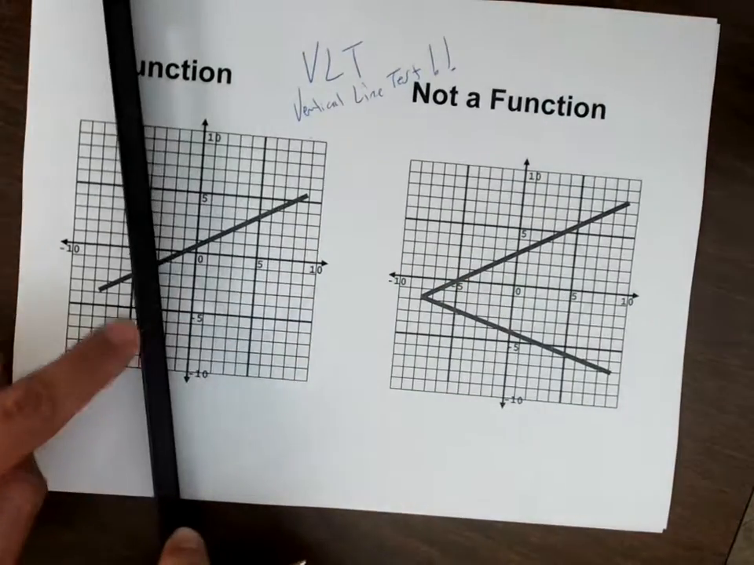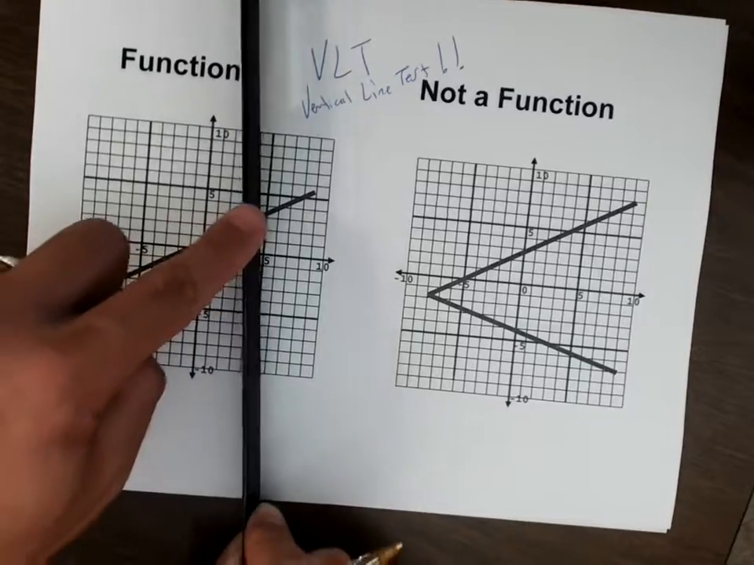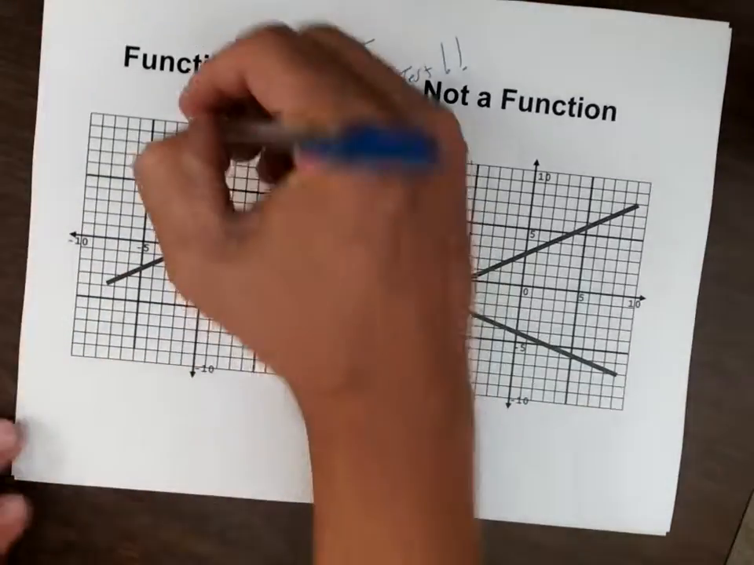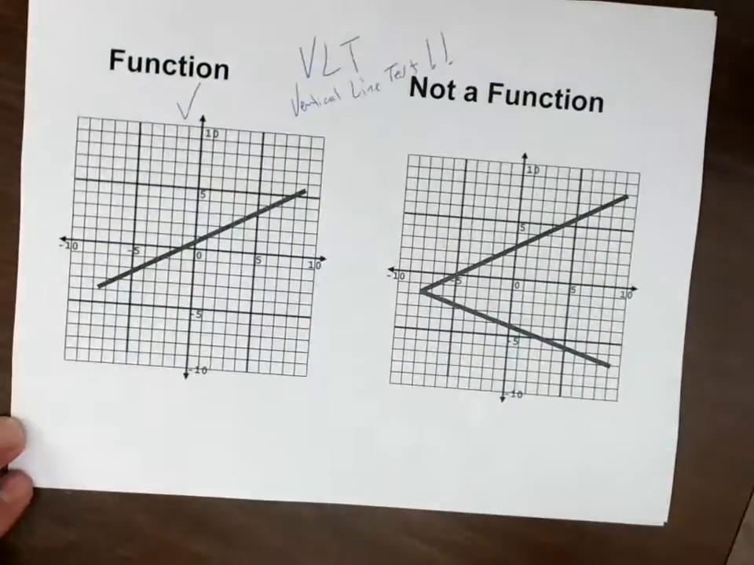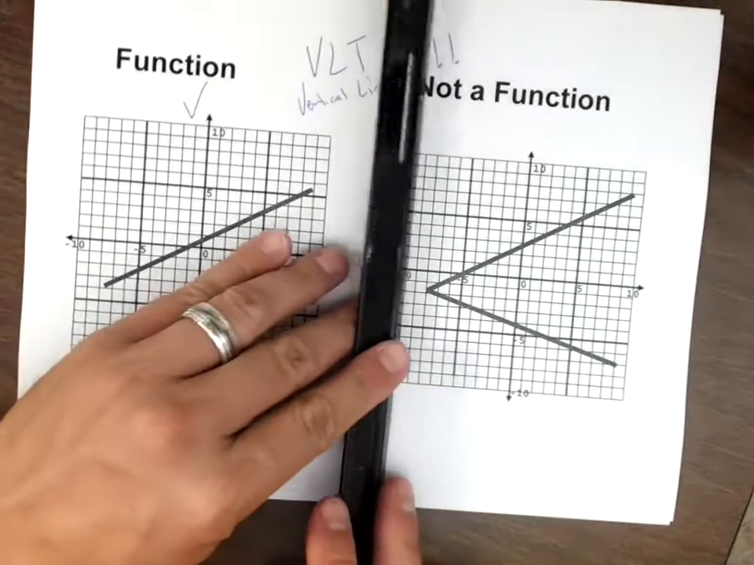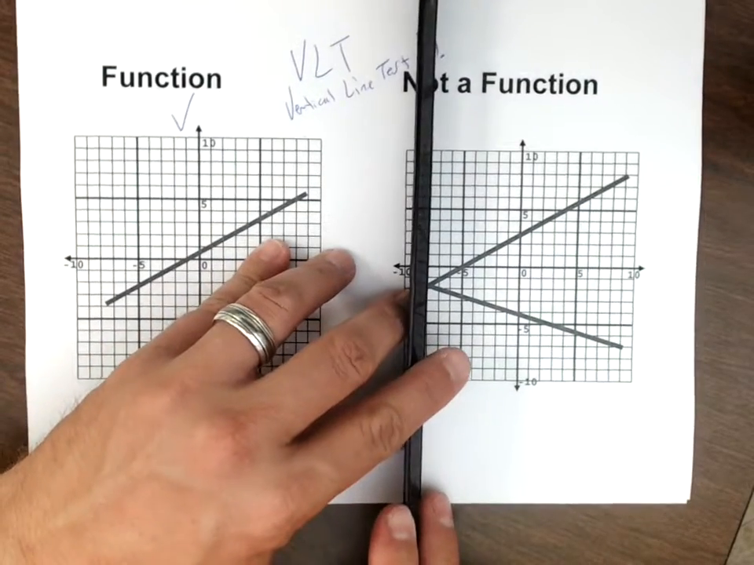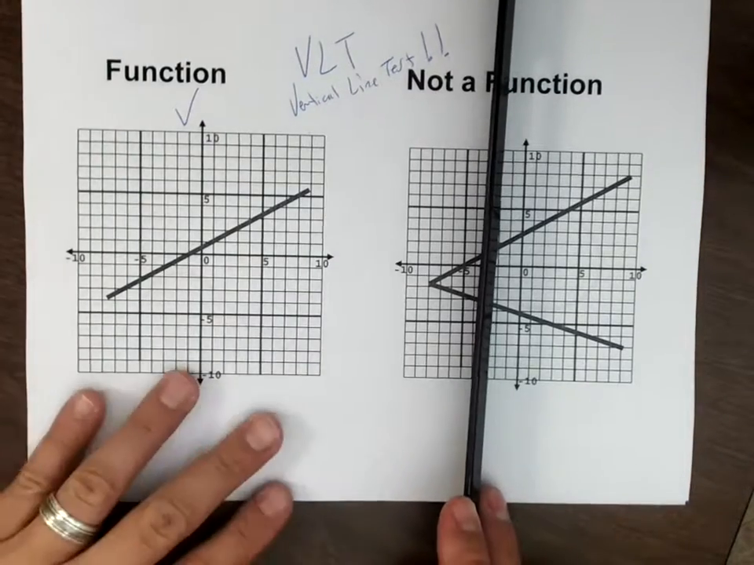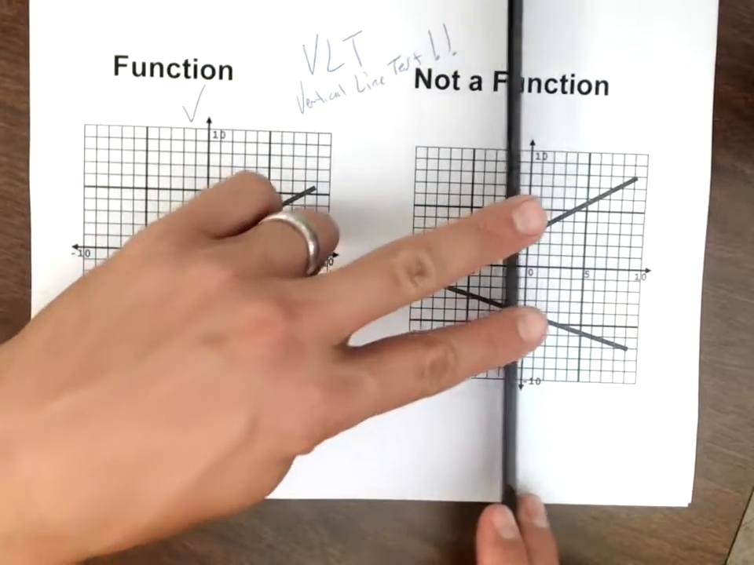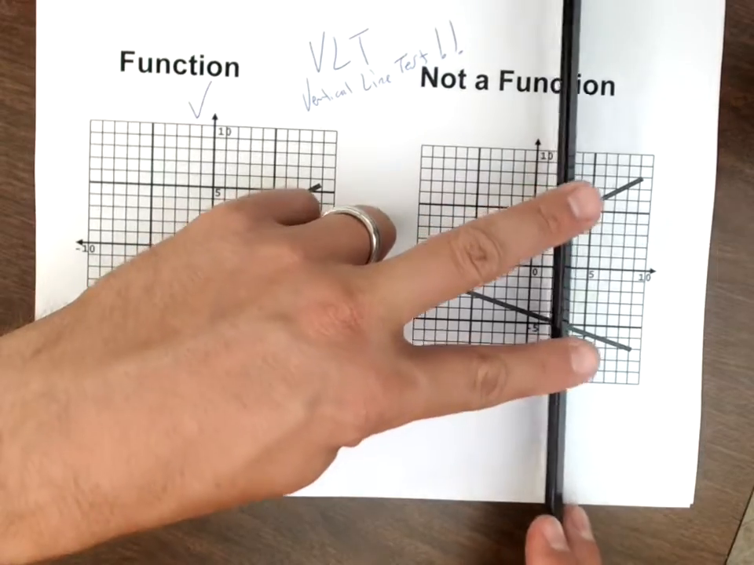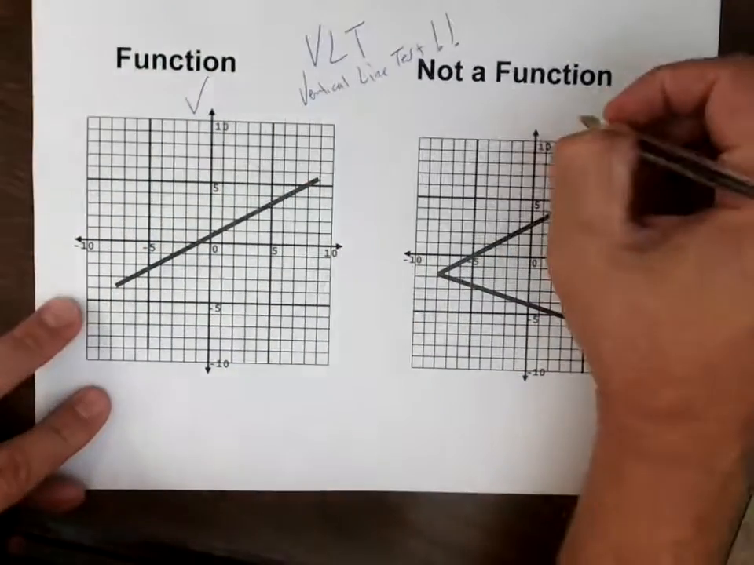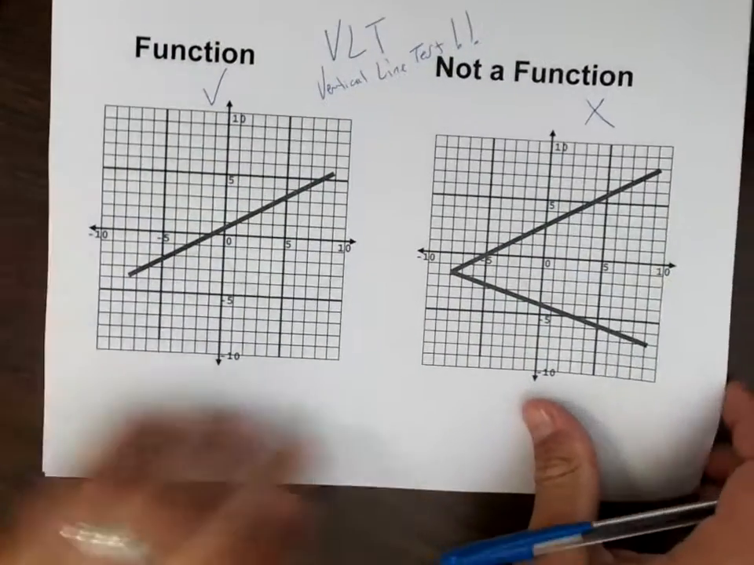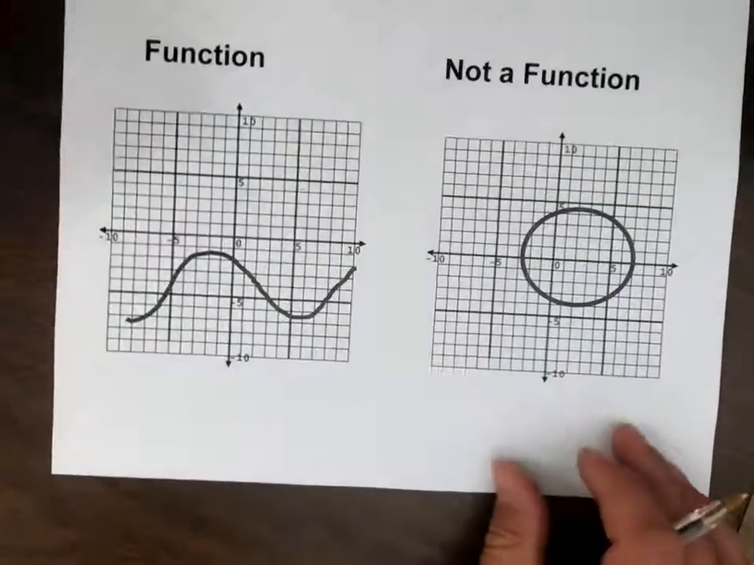But over here, it's once, once, once, once. Yes, it passes the vertical line test. Over here, at the very edge, it touches one time. But it doesn't matter. All you got to do is prove it wrong one time. It touches twice. This is not a function. It does not pass the vertical line test.